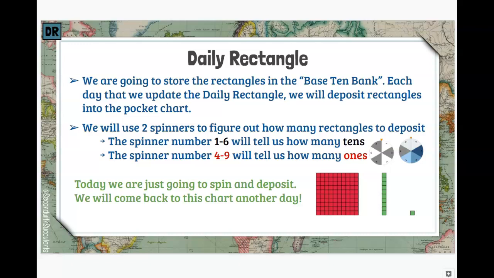We will use 2 spinners to figure out how many rectangles to deposit. There will be a spinner numbered 1 through 6 to tell us how many tens we'll need. There will be another spinner, numbered 4 through 9, that will tell us how many ones we need. Today, we're just going to spin and deposit our rectangles. We'll talk more about our chart on another day when we update our bank. Let's start by making our first deposit.